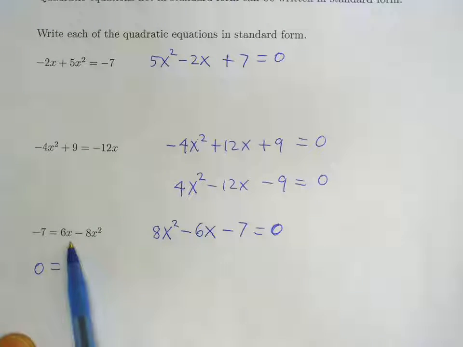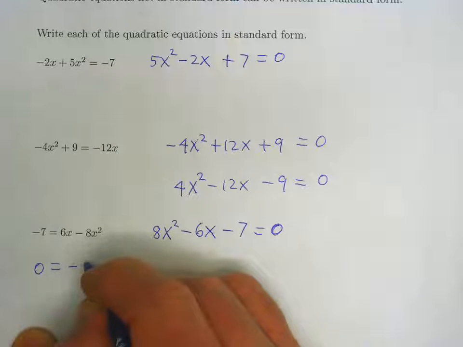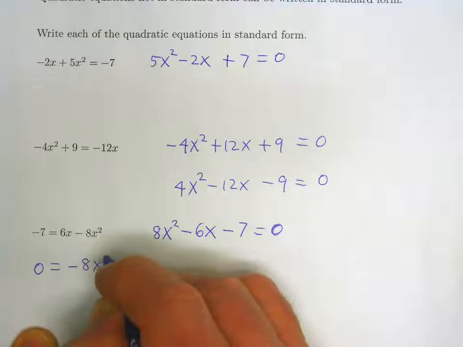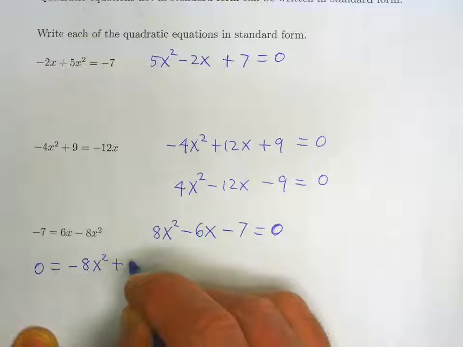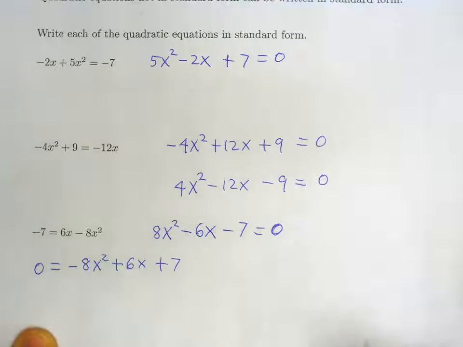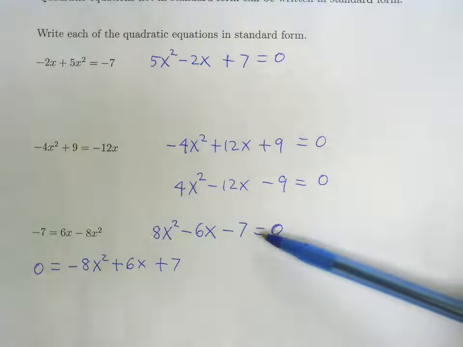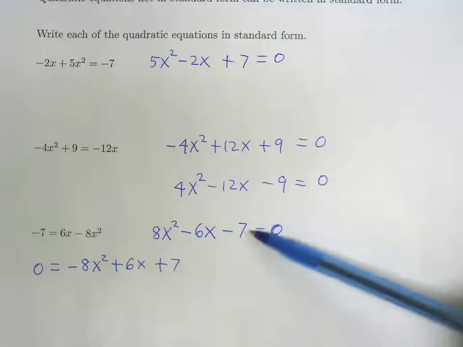But then we'll rearrange the terms so that the first term on the right-hand side is negative 8x squared, and then plus 6x, and then we're adding 7, so it's plus 7. So an important thing to remember is that the solutions to each of those two equations are the same.